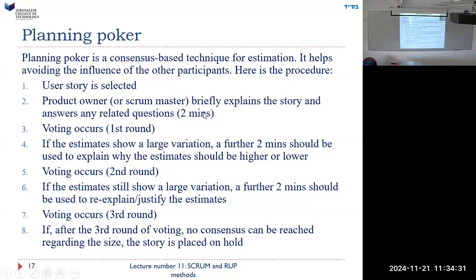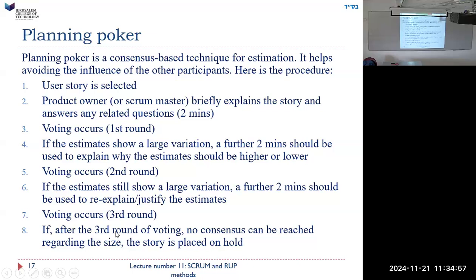A story is selected and briefly explained. Voting occurs. Estimates show a large variation. A further 2 minutes should be used to explain why the estimate should be higher or lower. The voting occurs a second round. It's the same thing, but now he's explaining that you can do 3 rounds. The estimates still show a large variation. A further 2 minutes should be used to re-explain and justify the estimates.